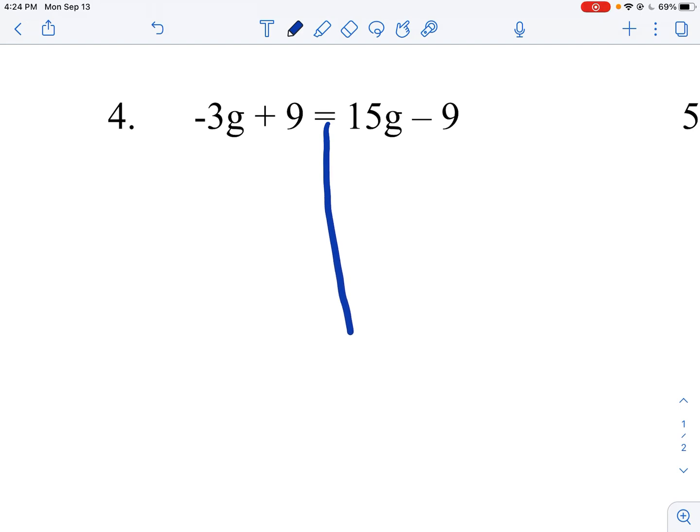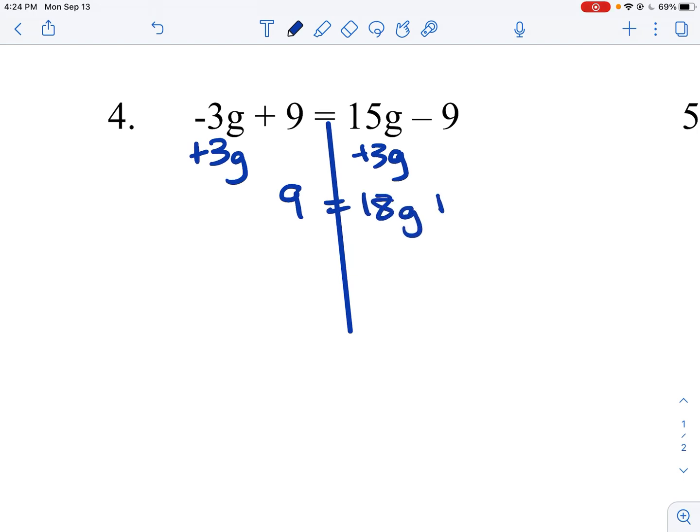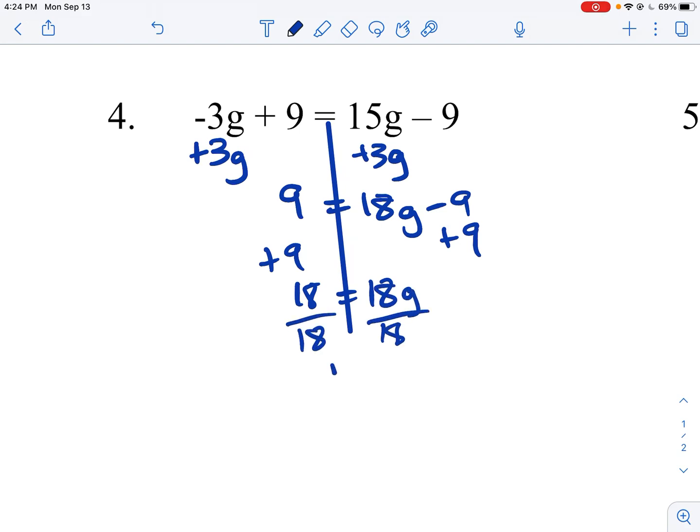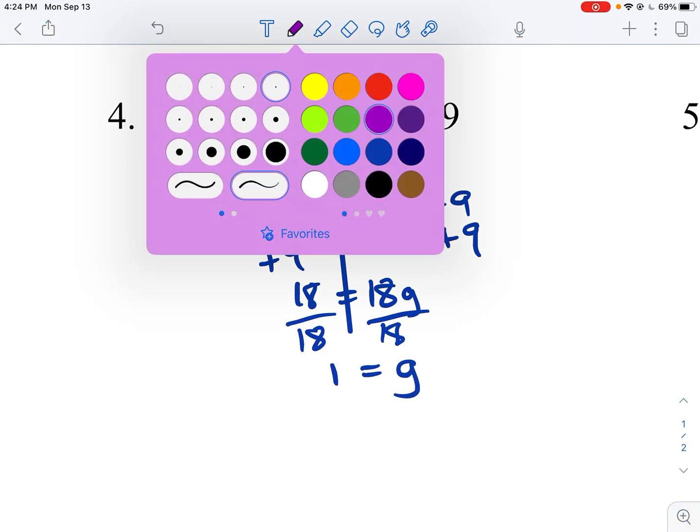Then we'll do this one. Which one is smaller? Is negative 3g smaller or 15g smaller? Negative 3g is smaller, so that's the one I'm going to move. I get 9 equals 18g minus 9. I add the 9 to both sides, I get 18 equals 18g. Divide by 18 and get 1 is equal to g.